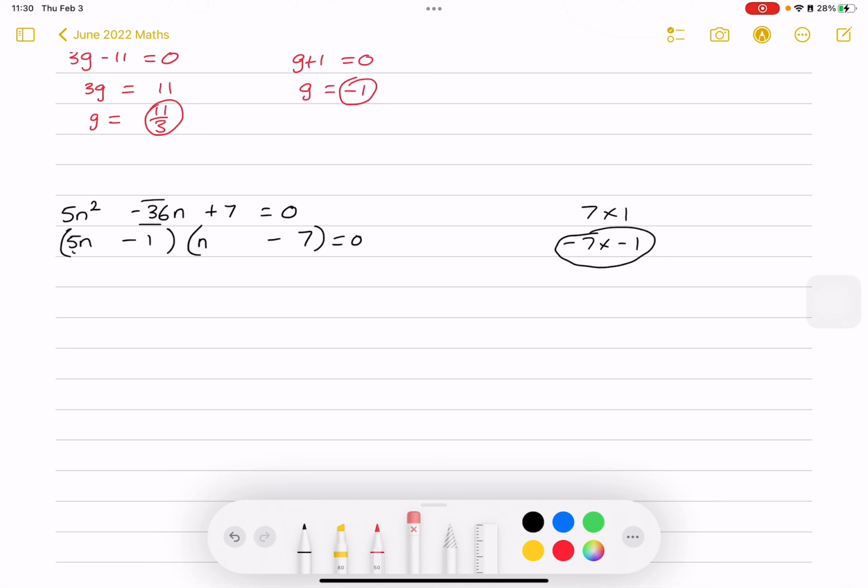Okay, so I will just solve it very quickly. So 5n minus 1 equals 0. Move the 1 to that side, and n equals 1 over 5. And then n minus 7 equals 0. And we simply move the 7. So I got n is equal to 7, or n is equal to 1/5.